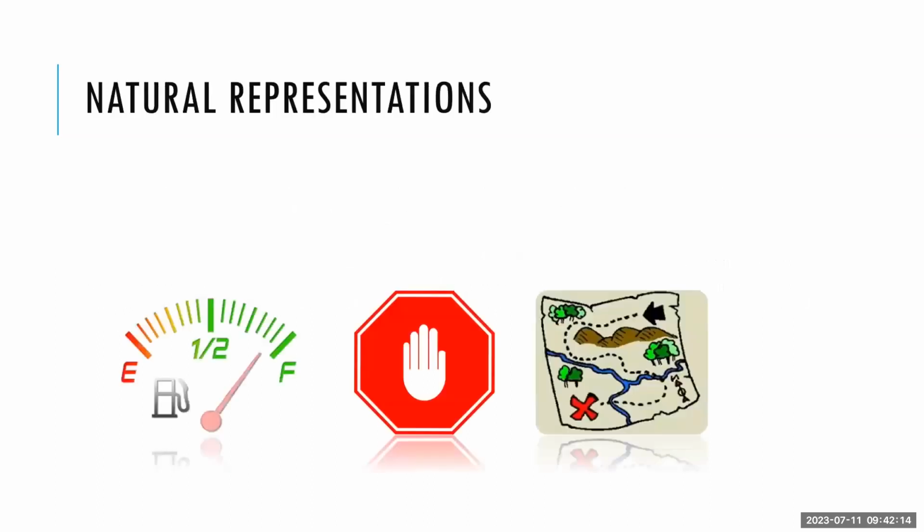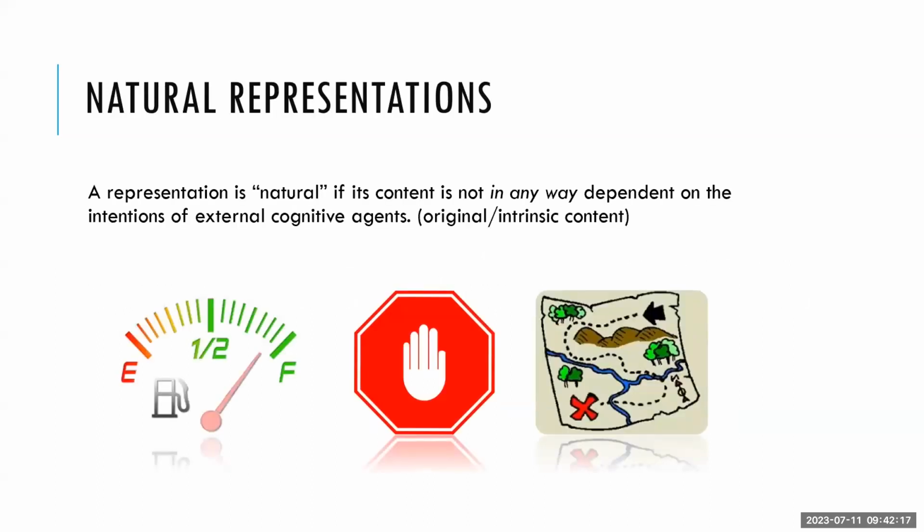So what do we call natural representation? Maybe we should have called it original representation. That's what we really care about, right? So we're going to just assume that representation is natural if it's not in any way dependent on external cognitive agents. I mean, you're all aware of the terms original content, intrinsic content, so that's the point.